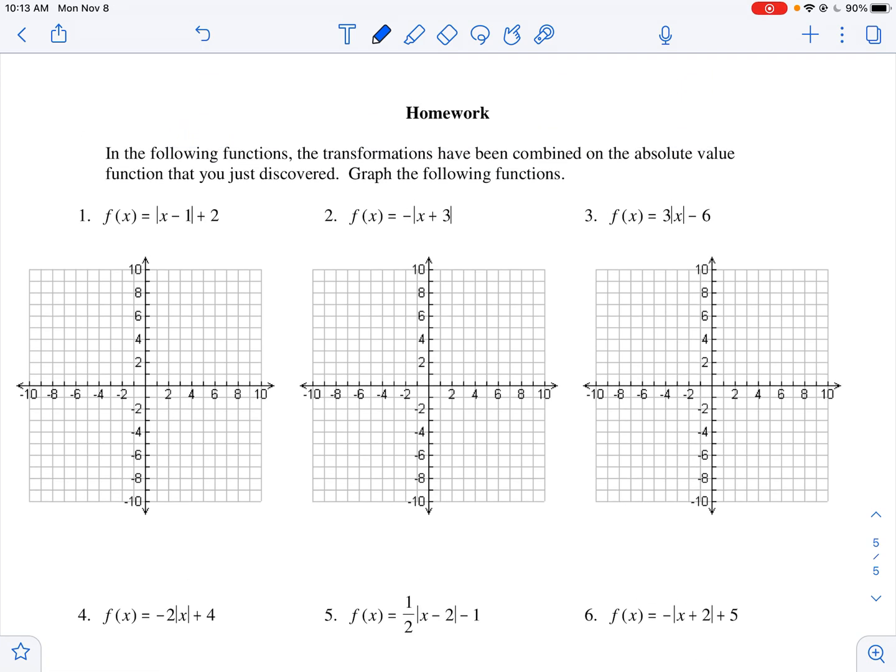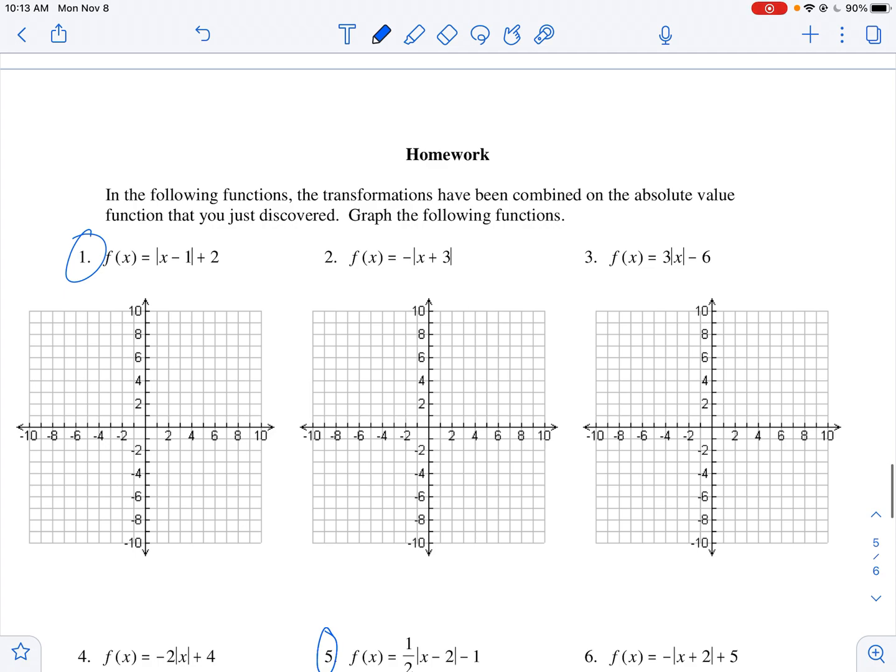Well, we're going to just work through a few of these so you can see them in action. We're actually going to look at 1, and we're going to look at 5. Yep, those would be good ones. Okay, so number 1.